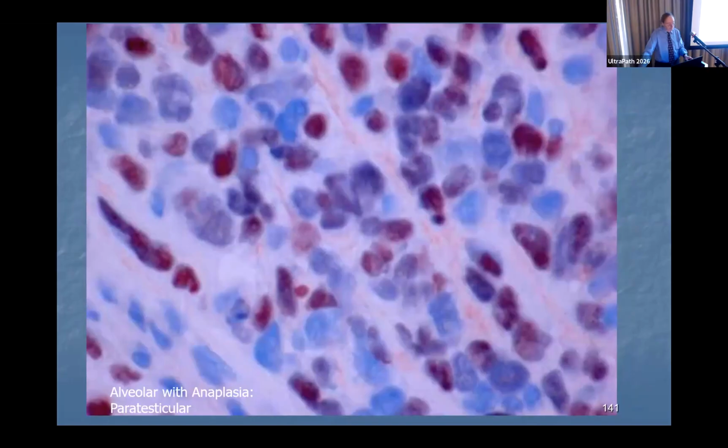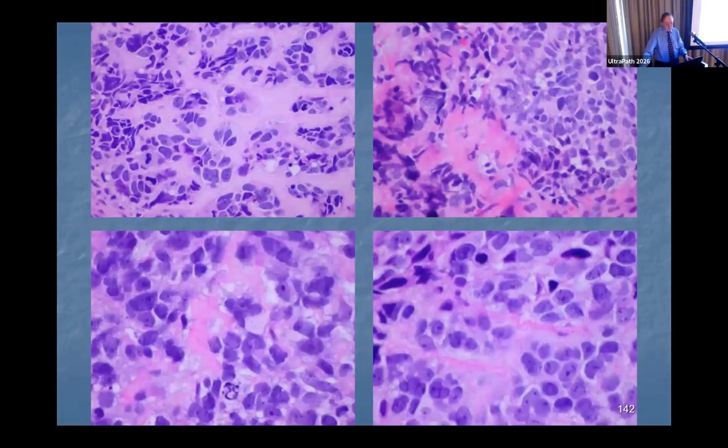This is a tumor that, they told us later, is a paratesticular tumor. With this, it fit into a pleomorphic type of rhabdomyosarcoma. They ended up doing the translocation on this, and it had a translocation associated with alveolar rhabdomyosarcoma.